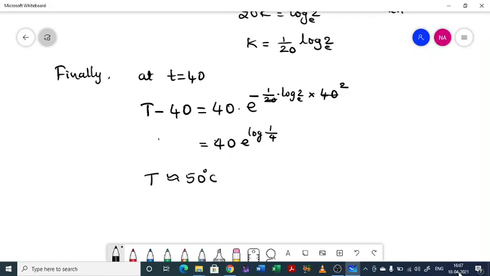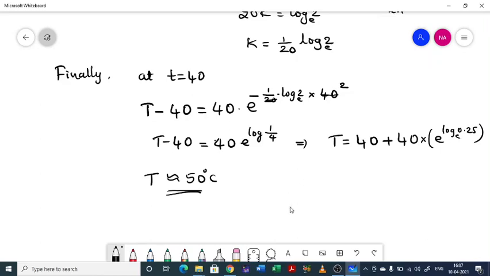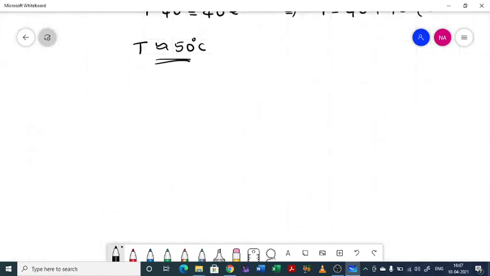See, this is capital T minus 40. So capital T equals 40 plus 40 into this; you have to compute e power log of 0.25, I think. So this you have to compute using a calculator. You will be getting approximately 50 degrees Celsius. So that is problem A. Next, problem B.